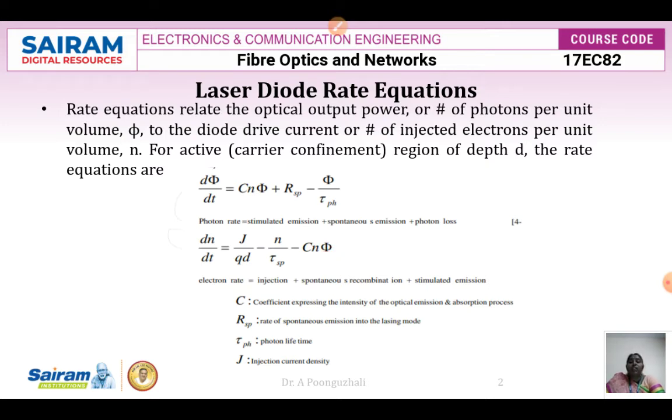So here C is nothing but the coefficient which expresses the intensity of the optical emission and the absorption process. Rsp is the rate of the spontaneous emission into the lasing mode. Tau ph is the photon lifetime. J is the injection carrier current density.